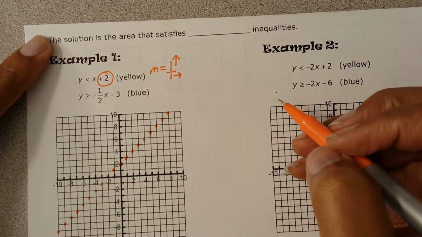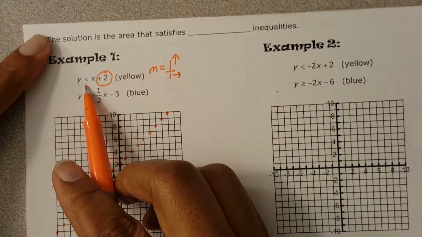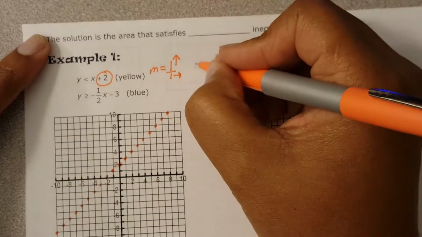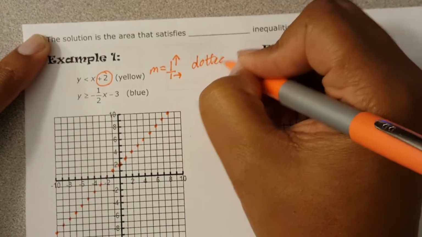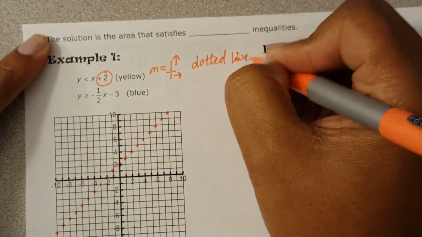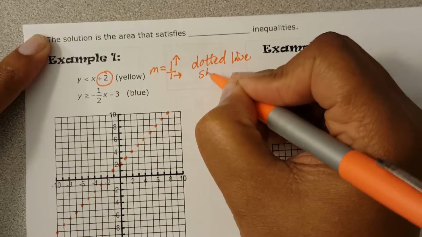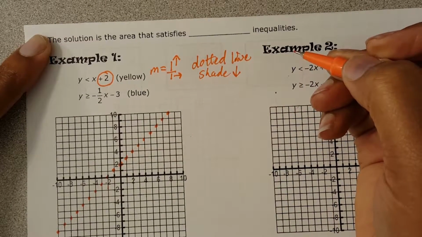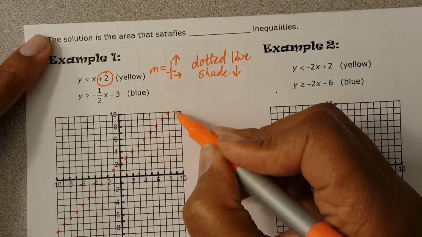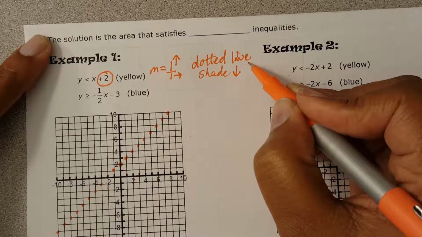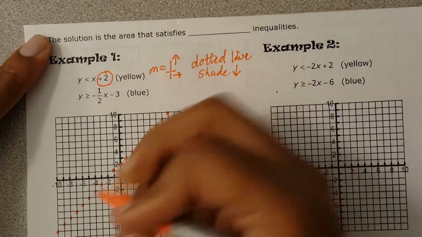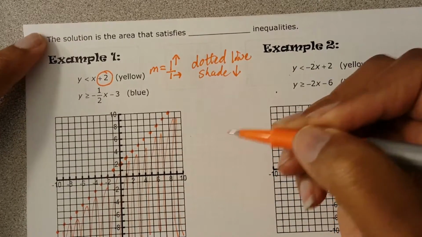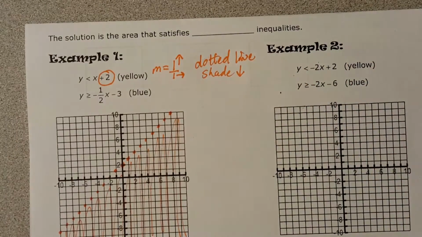Now let's take a look at our inequality sign. My inequality sign is the less than sign. There is no line underneath, so that tells me I will have a dotted line. And because it's less than, I will shade below. Let's do that. Now, I will not connect my dots because it's a dotted line. I will leave them as they are. But I will shade everything below that line. That is my first graph.